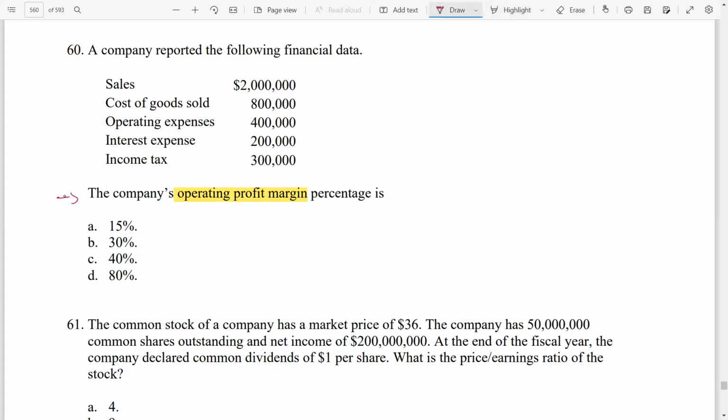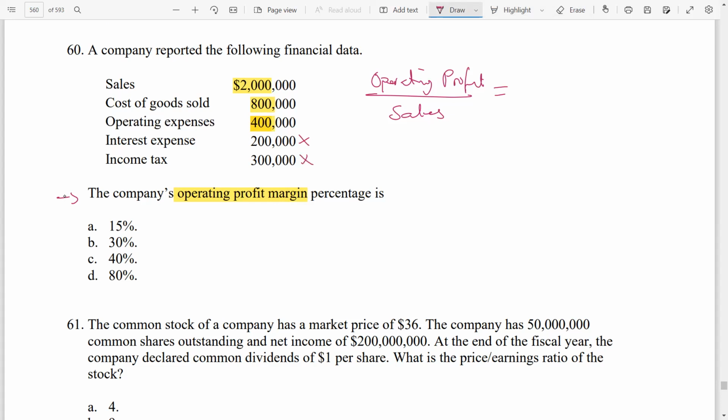Okay, so what is operating profit margin? It is operating profit divided by sales. Now, what is our operating profit? Operating profit will be sales 2,000 minus cost of goods sold 800 minus 400 operating expenses. Do not include interest expense and tax.